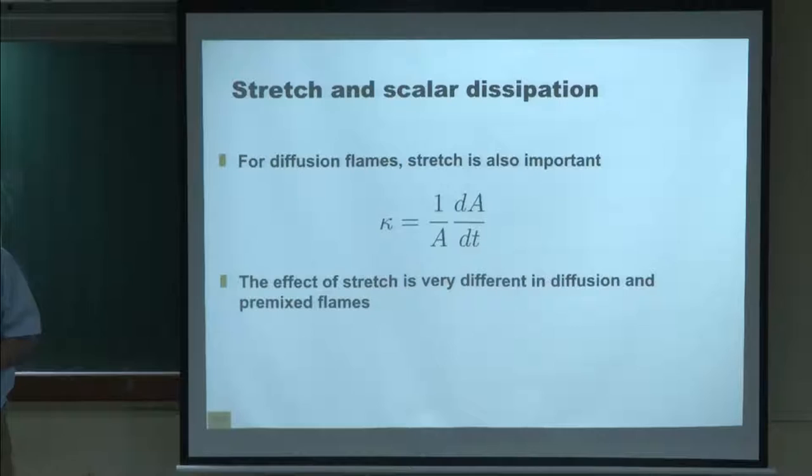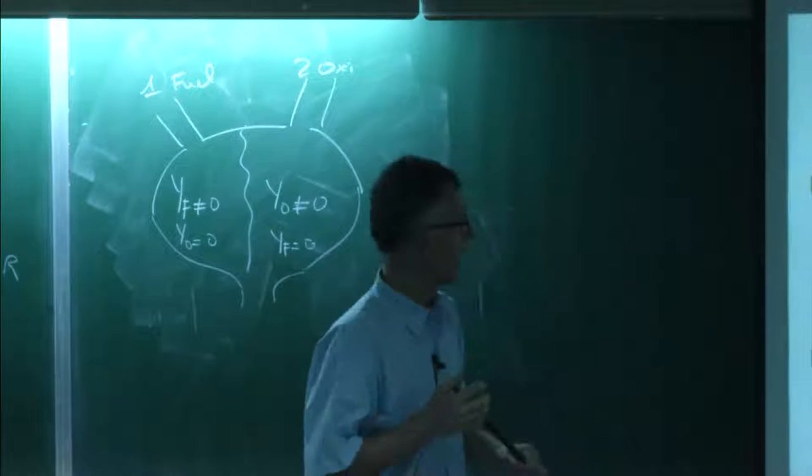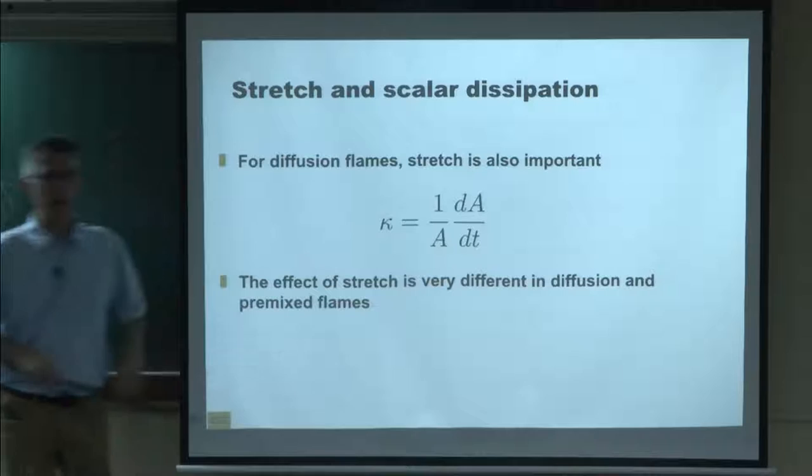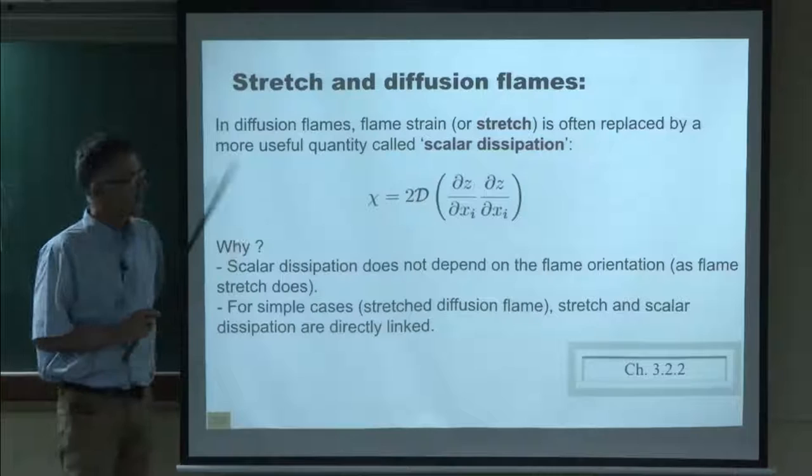Okay. For diffusion flames, we also need to talk about stretch. In the same way that you stretch a premix flame, you can stretch a diffusion flame. A diffusion flame is a surface, so you can stretch it. And the trick which is interesting is that stretch for diffusion flames has a very different effect compared to stretch in premix flames. The literature is full of studies on this problem. And interestingly, for some reason, people there replace stretch by something else for diffusion flame, which we will call scalar dissipation.